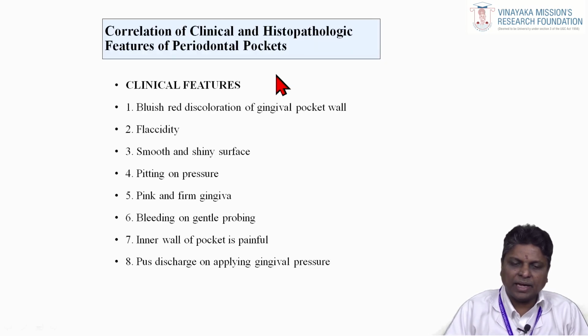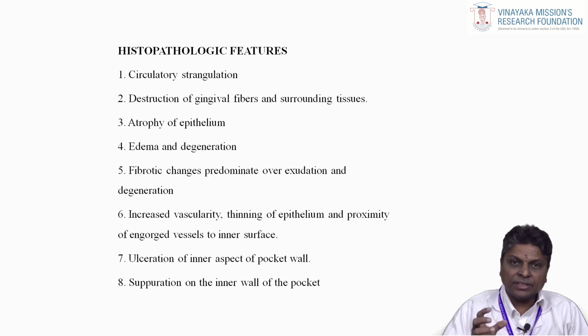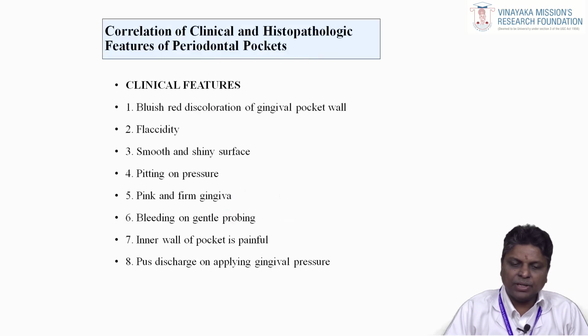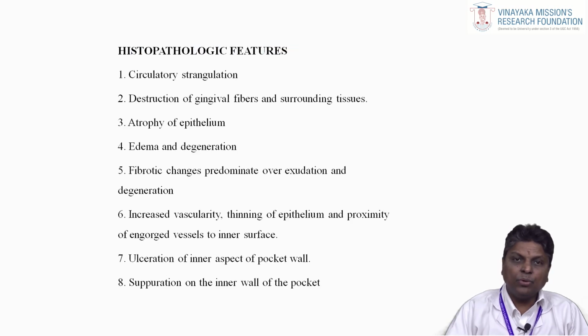Going back to the same slide, another feature is flaccidity. There will be destruction of the gingival fibers, the supracrestal fibers and other surrounding fibers I told you about. The next one is a smooth and shiny surface. Stippling is one of the classical features we see clinically, an orange peel like appearance when you dry with a small pellet of cotton. In the attached gingiva and the central portion of the interdental papillae, stippling is lost and the surface is smooth and shiny because of the inflammation. The reason is degeneration and atrophy of the epithelium due to inflammation. That should be taken into consideration.